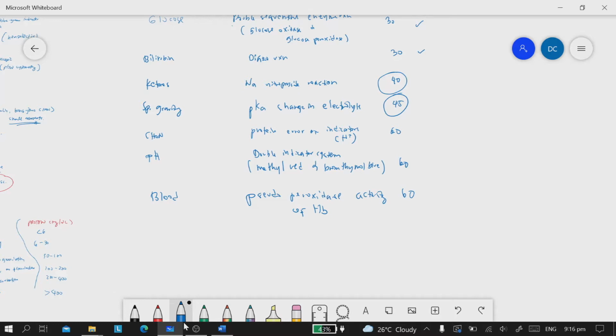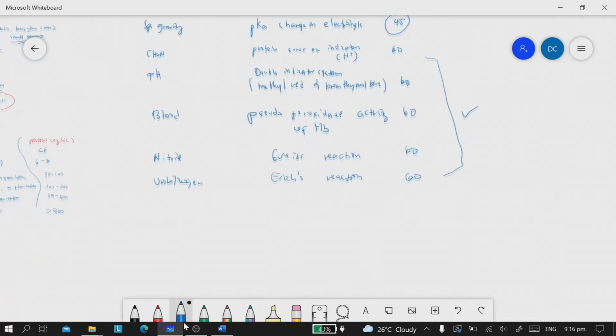Next is your nitrite. For nitrite, the principle is Griess reaction. Reading time is also 60. Next, urobilinogen. Principle is Ehrlich's reaction. And the reading time is also 60. So, pila na kabuok 60? 1, 2, 3, 4, 5. So, you must remember from protein, pH, blood, nitrite, urobilinogen, same group na siya nga 60 seconds.